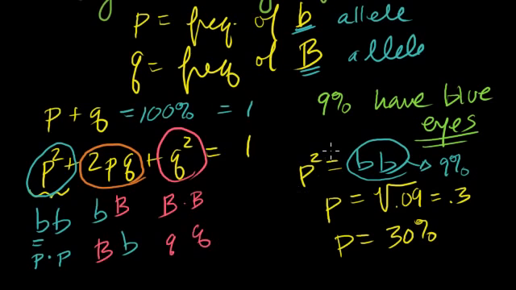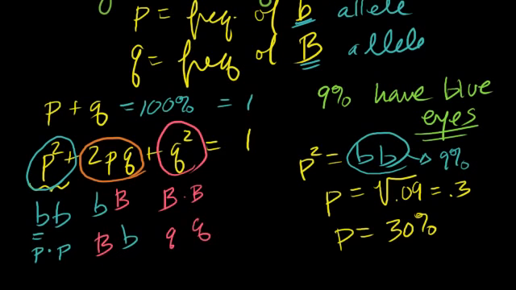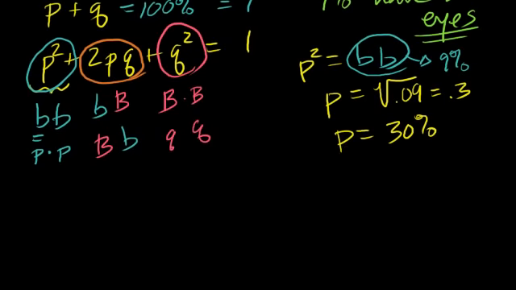So what's the frequency of the brown-eyed allele? Well, we know that the frequency of the blue allele plus the brown allele is 100%, so that's going to be 70%. If 30% of all of the alleles in the population are blue, the other 70% are going to have to be brown.